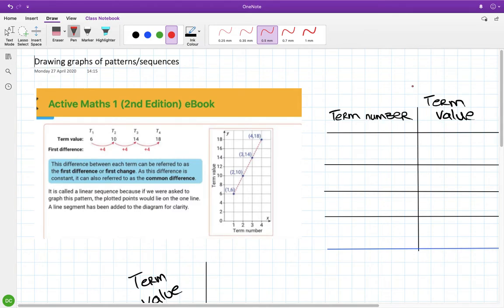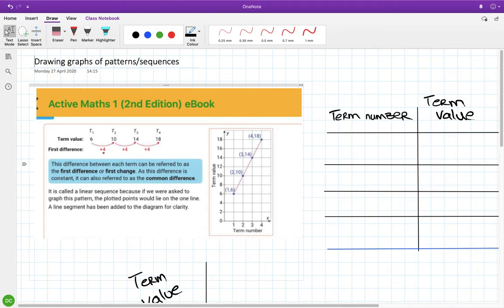Now sometimes they might have another meaning, like kilometre of driving and taxi fare, so the term number might have a significance as opposed to just being the first term, the second term. It might be like the first kilometre, the second kilometre, and so on. And then the term value, instead of just being a number, might have a significance, like 1 kilometre costs €4 and so on. So that's the difference between it being just a straightforward numbers question or whether they're going to add a problem dimension to it, okay?